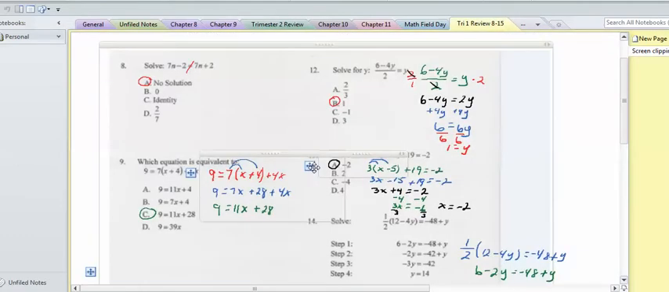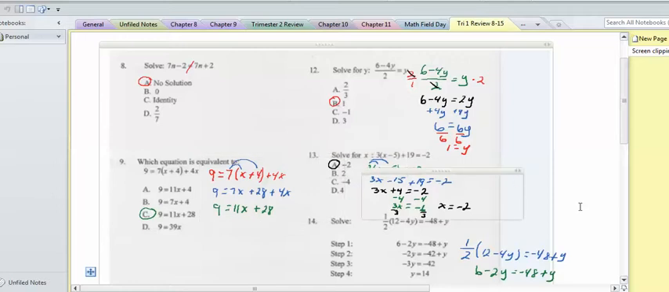Alright, number 8. Sorry, 7n minus 2 is not equal to 7n plus 2, so therefore it's no solution.